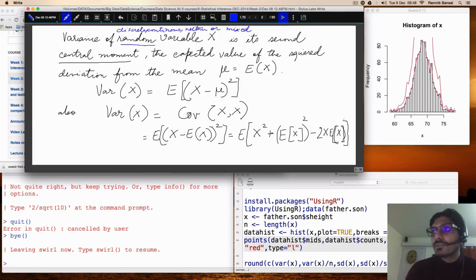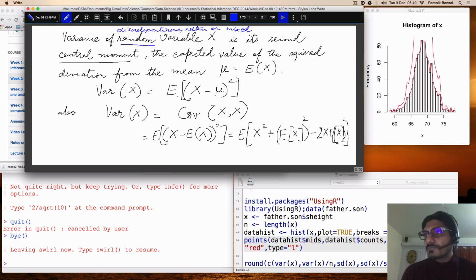The mean is the expected value of the random variable itself. And the variance of that random variable x is the expected value of the difference between the value and the mean, squared. You can also say that the variance of x is equal to the covariance of x comma x. We will see why we have to do this. You can just write it as variance, but we'll look at that concept as we move ahead.